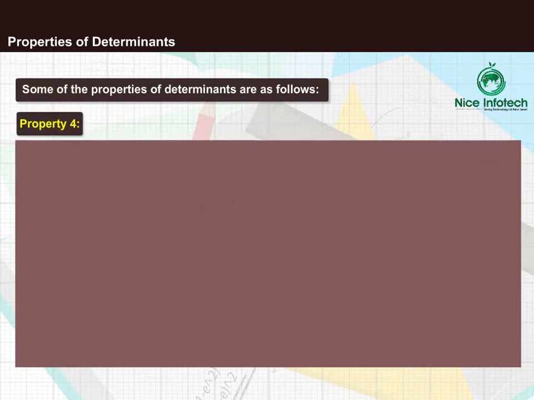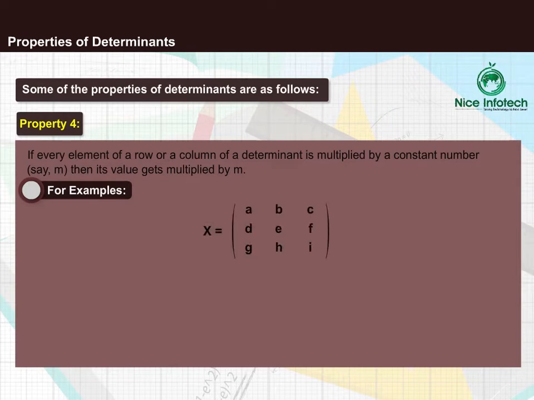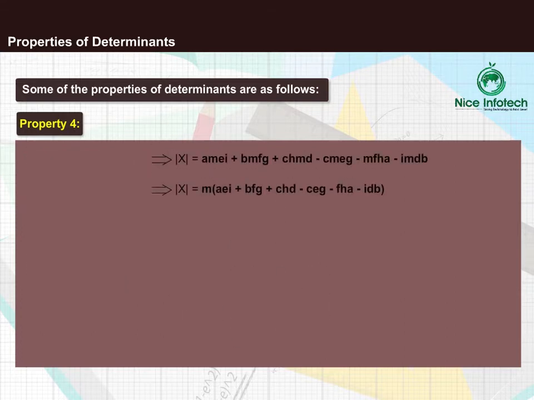Property 4. If every element of a row or a column of a determinant is multiplied by a constant number, say m, then its value gets multiplied by m. For example, X is equal to, multiplying second row by m gives determinant of X. This proves property 4.